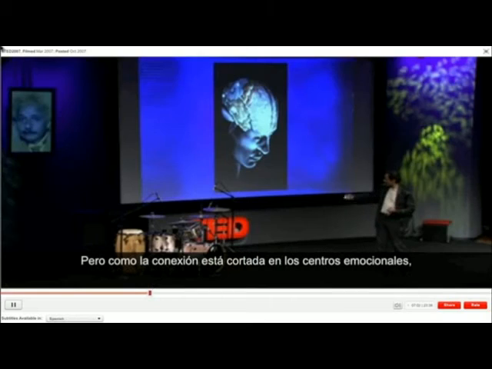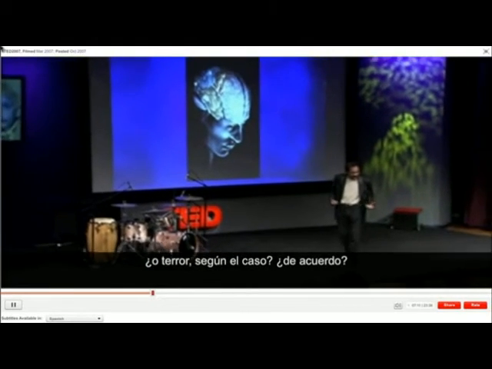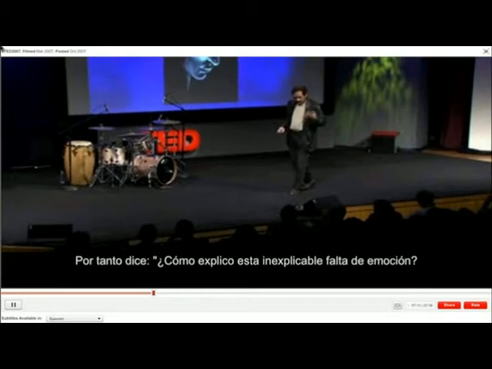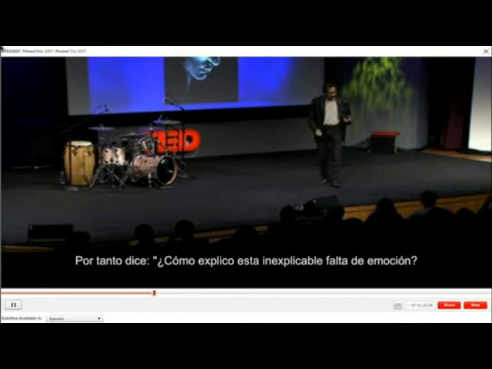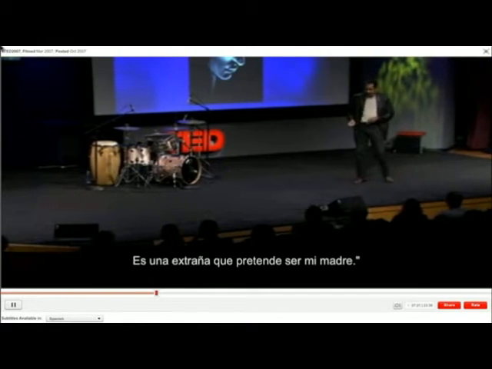So because the fusiform is intact, the chap can still recognize his mother and says, oh, yeah, this looks like my mother. But because the wire is cut to the emotional centers, he said, but how come if it's my mother, I don't experience a warmth or terror, as the case may be, right? And therefore, he says, how do I account for this inexplicable lack of emotions? This can't be my mother. It's some strange woman pretending to be my mother.